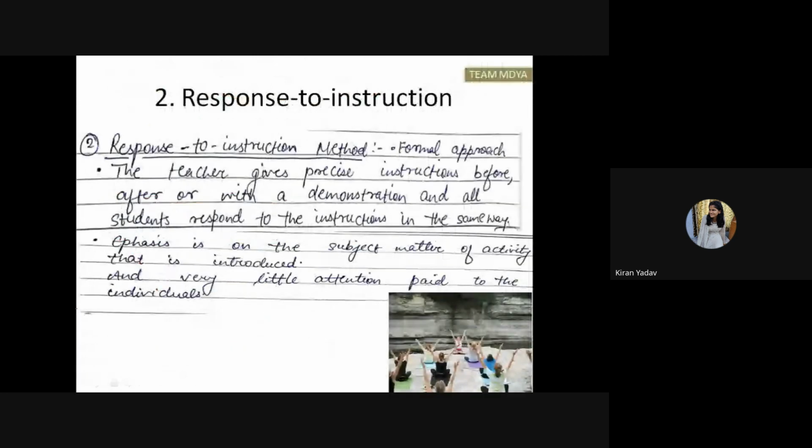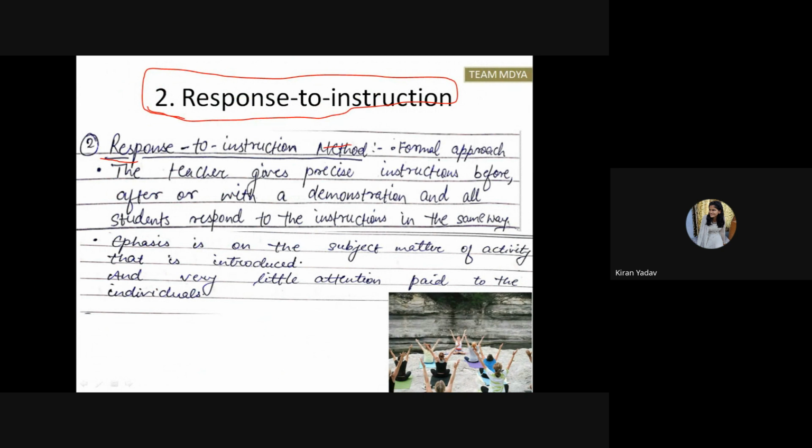And the next method is response to instruction method. Now tell me about the response to instruction method, what you understand from this word, response to instruction. What according to you might this method include? Maybe the way the teacher said we do that, we do like that. Yes, right. So in response to instruction, whatever instruction the teacher gives, students, learners respond to it in the same way.